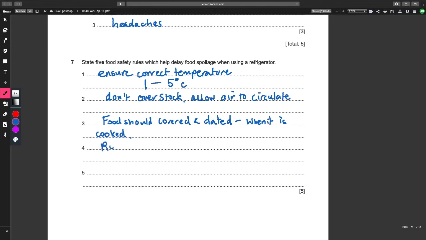So we need to make sure that you rotate food. So when you rotate food, make sure that you're using the older food first, so that when the new food goes in, so you've got a stack of blocks of cheese or something, that you put the oldest cheese at the front, so that's the one that gets used first. Okay.